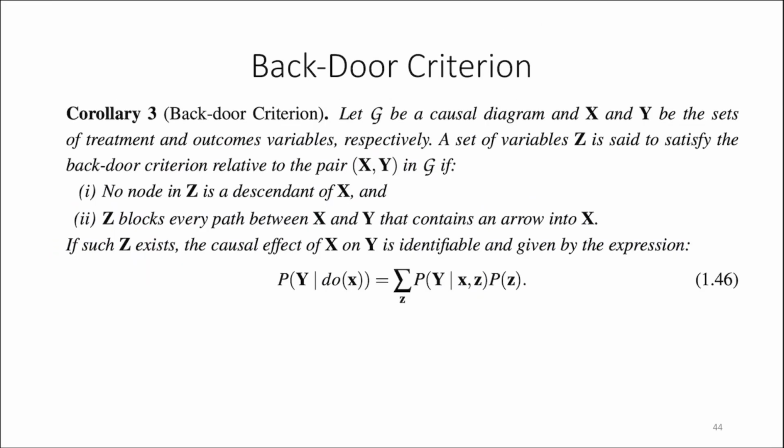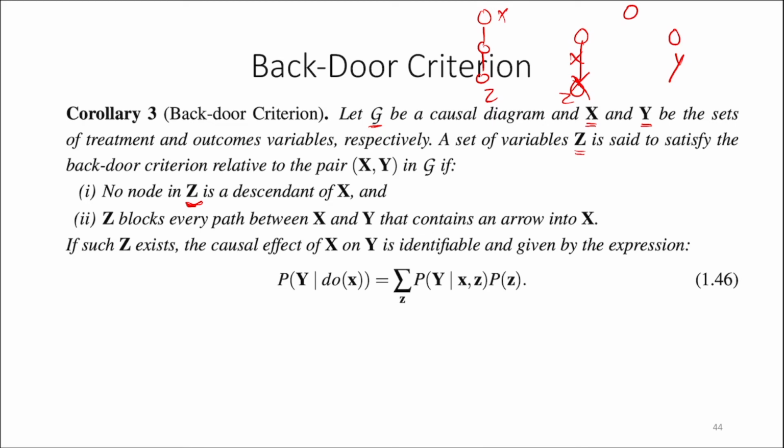The second important criterion is the backdoor criterion. Let's consider we are given a causal graph G, treatment X, and effect Y. We say that a set of observations Z satisfies the backdoor criterion if none of the variables in the set Z are descendants of X. So if this is X and this is Y, Z cannot be here. It should not be a descendant.